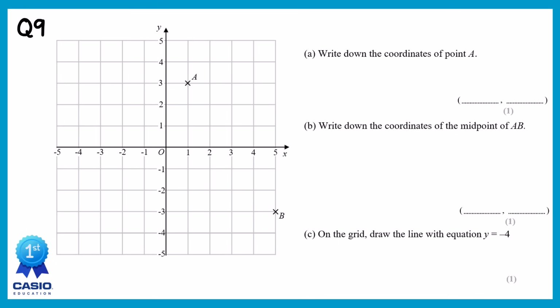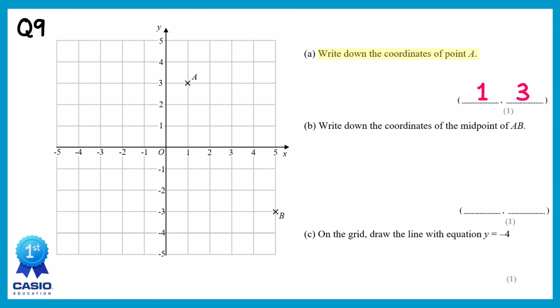In the first part of this question, we need to write down the coordinates of point A. Let's do the x coordinate first, so if we go from A down to the x-axis, we can see its coordinate is 1. Then for the y coordinate, we go across to the y-axis, and the y coordinate is 3.